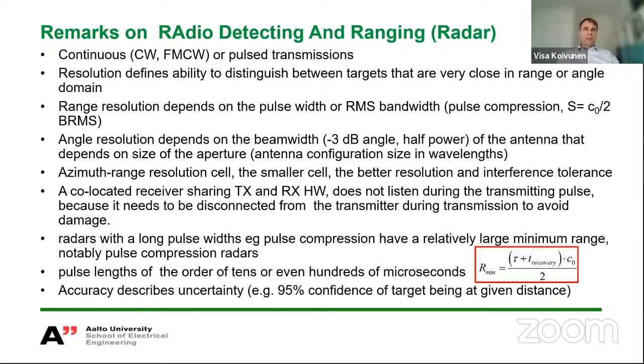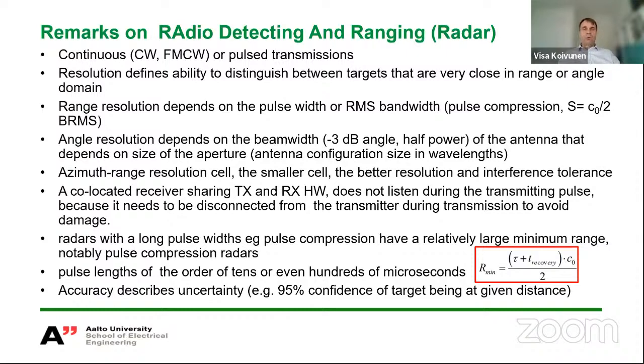The important factor in radars is the resolution, because it tells you how well you are able to distinguish between the targets that are very close to each other in range or angular domain. And the range resolution depends on the pulse width or the RMS bandwidth of the radar signal. So the resolution is basically the speed of light divided by 2 times the RMS bandwidth of the radar signal. In the angular domain, the resolution depends on the beam width of the antenna you are using, and the beam width again depends on the size of the aperture. Basically, the size of the aperture is defined by the size of the antenna configuration in terms of elements.